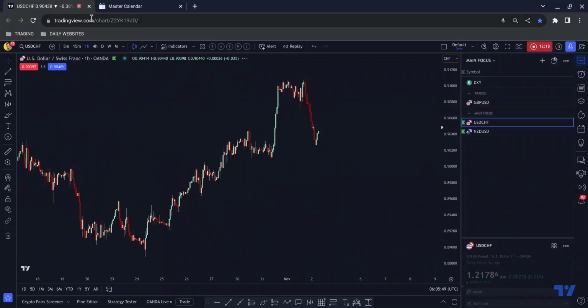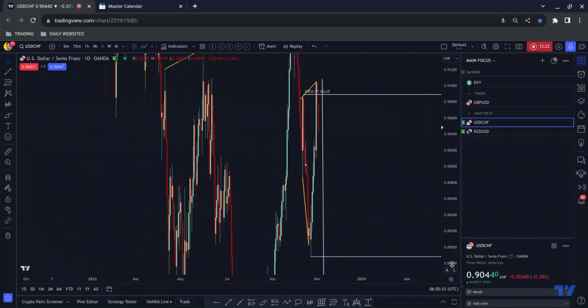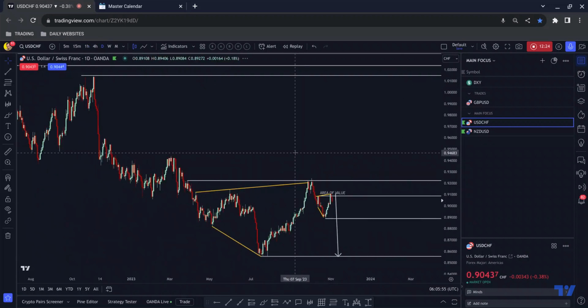And we move on to today's pairs. Top of the bunch is dollar Swiss. If we just analyze that, we have economic data. I think it's CPI data coming out from Switzerland at 7 a.m.